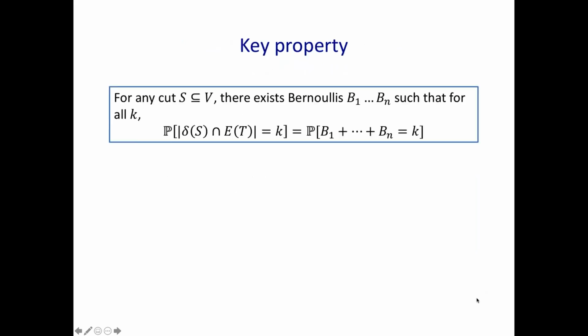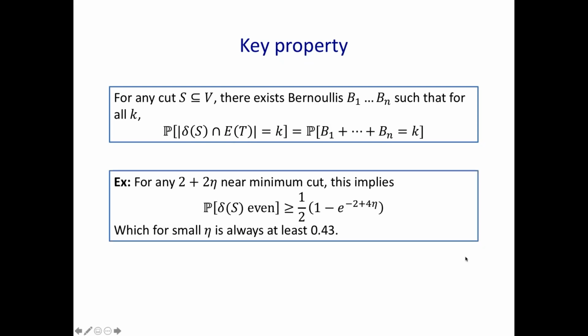So one of my favorite SR properties is basically a strong form of concentration. And I'll put it in terms of our spanning tree distribution for clarity, but it holds in general. So here's the claim. For any cut S, there exists some number of Bernoullis such that the law of the size of the intersection of this cut with the tree is equal to the law of the sum of these Bernoullis. In other words, for any K, the probability the size of the intersection with the tree is K is exactly given by the probability these Bernoullis sum to K.